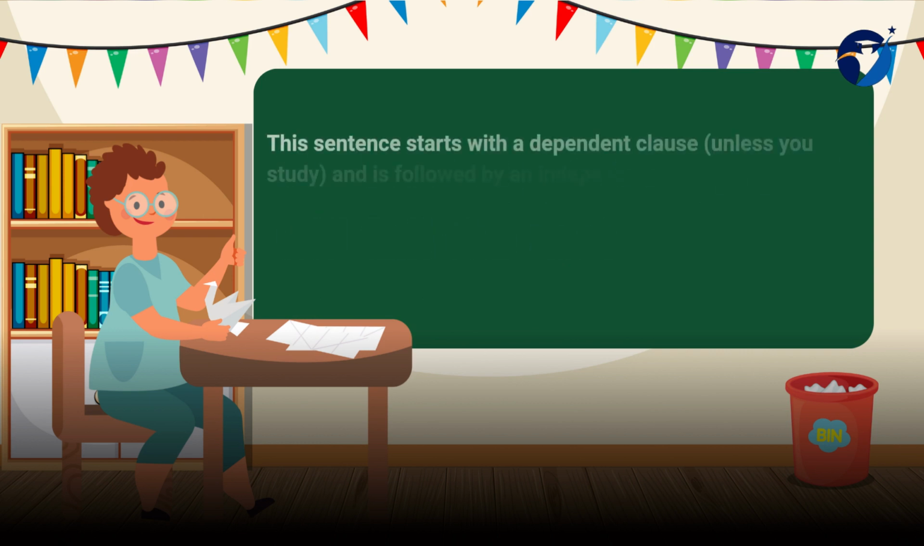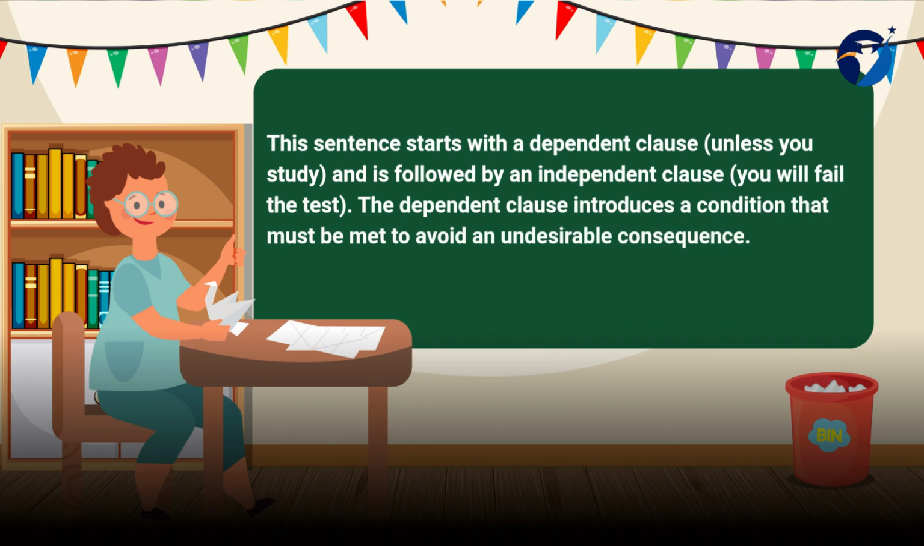11. Unless you study, you will fail the test. This sentence starts with a dependent clause, unless you study, and is followed by an independent clause, you will fail the test. The dependent clause introduces a condition that must be met to avoid an undesirable consequence.